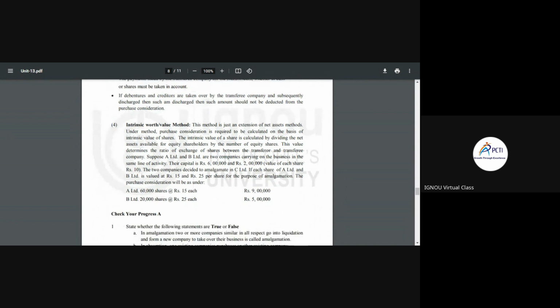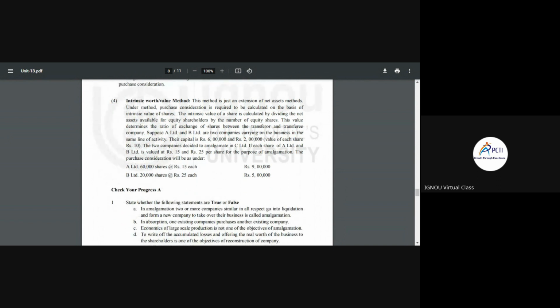Next one is the intrinsic value method. This method is just the extension of the net asset method. In this, purchase consideration is required to be calculated on the basis of the intrinsic value of shares, and the intrinsic value of a share is calculated by dividing the net asset value available for equity shareholders by the number of equity shares, and this value determines the ratio of exchange of shares between the transferor and the transferee company.